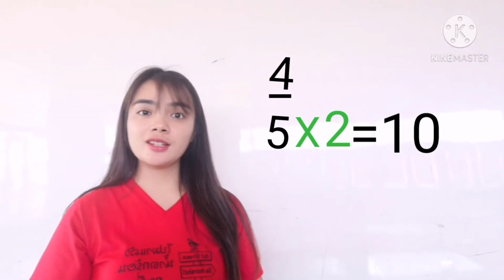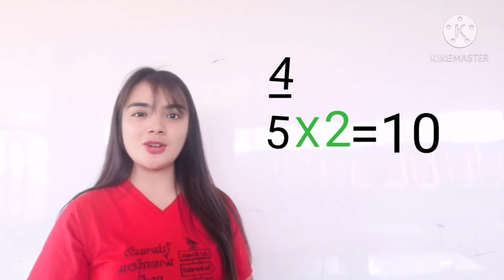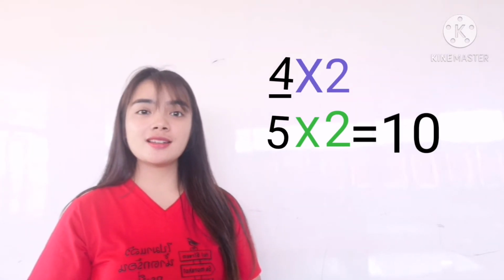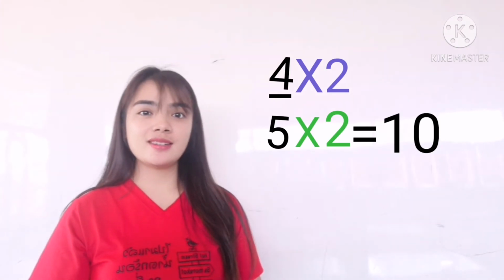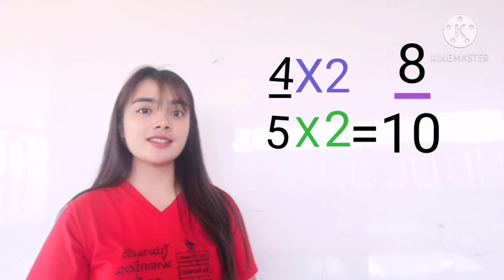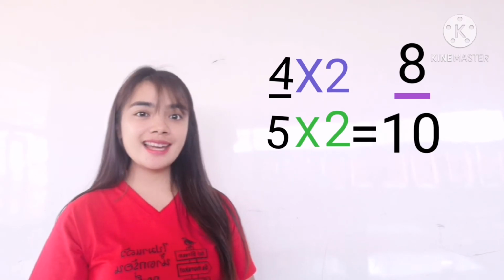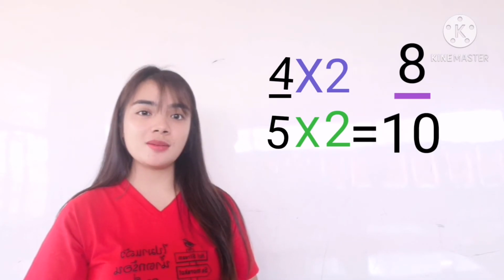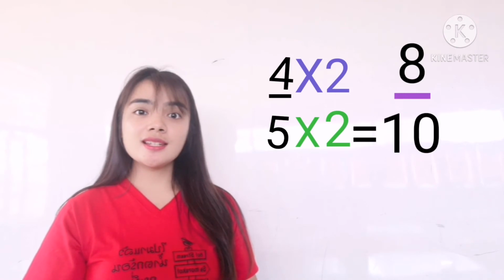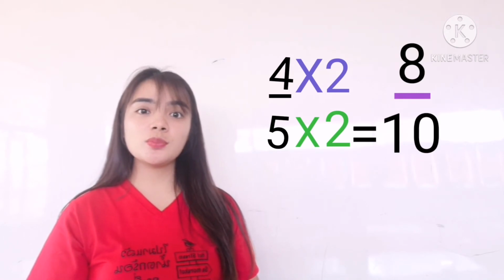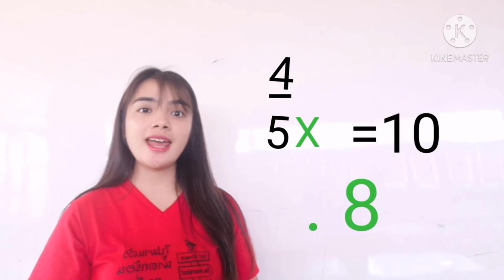But don't forget that we need to multiply it also to our numerator. So we have 4 times 2 is equal 8. So our fraction now there is 8 over 10, or 8 tenths. So we can now convert it into decimal. Since 10 is our denominator, so we can just put it as 0.8.